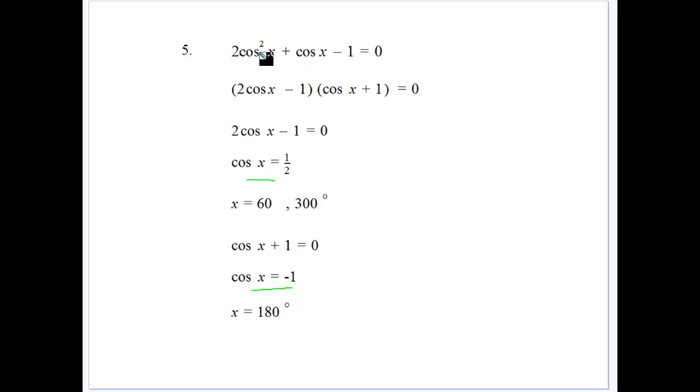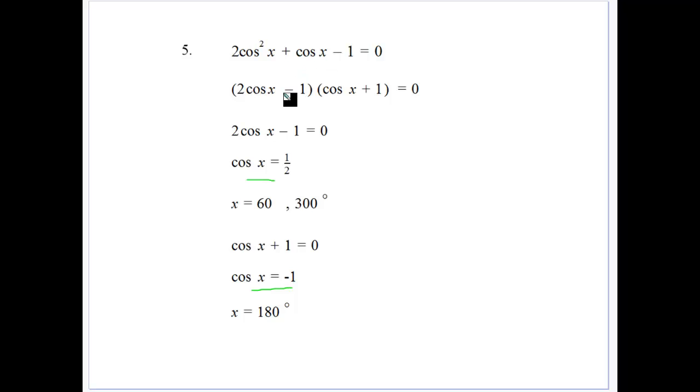2 cos x times cos x. The 2 cos x times 1 and cos x times minus 1 would give you a positive cos x when you add those terms together. The minus 1 times the 1 gives you the minus 1. So you can see how that factorisation works out to be that.